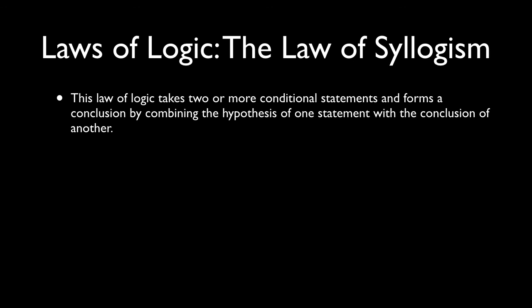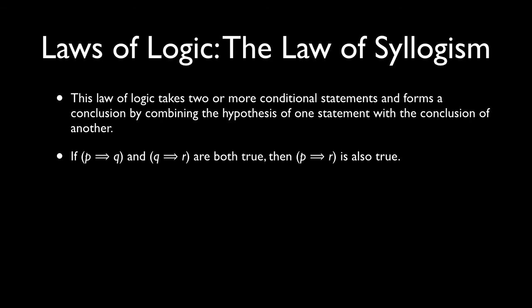Enough with the law of detachment. The next law is called the law of syllogism. The law of syllogism takes two or more conditional statements and forms a chain by combining the hypothesis of one statement with the conclusion of another. So if P implies Q and Q implies R, we can then shorten that to say P implies R.